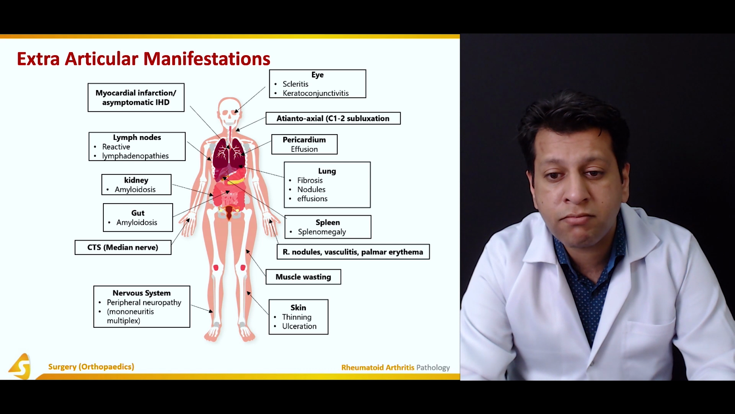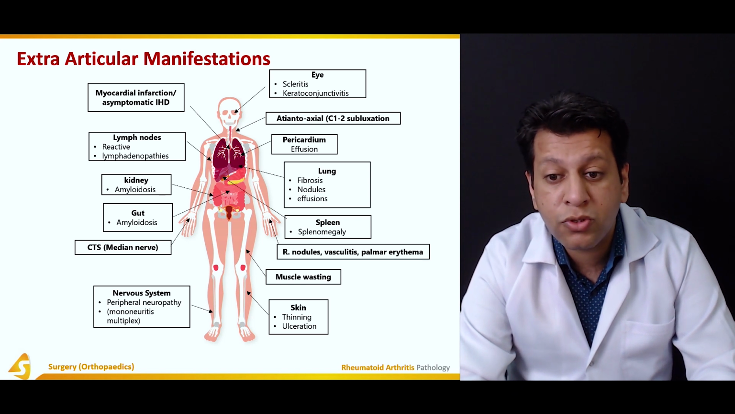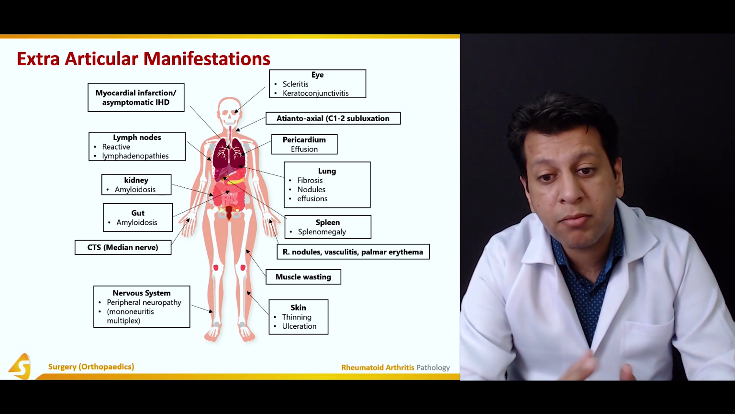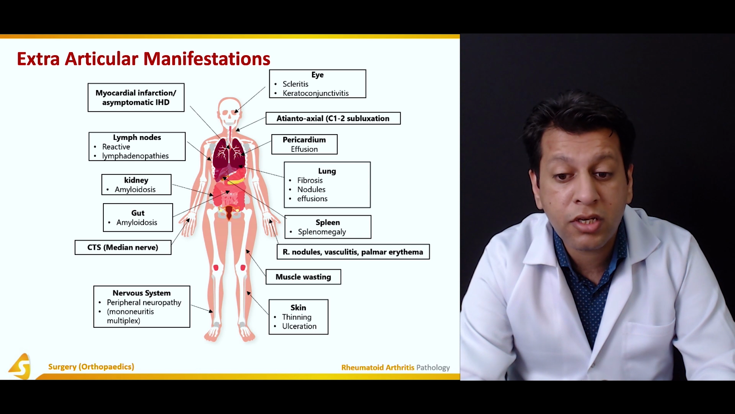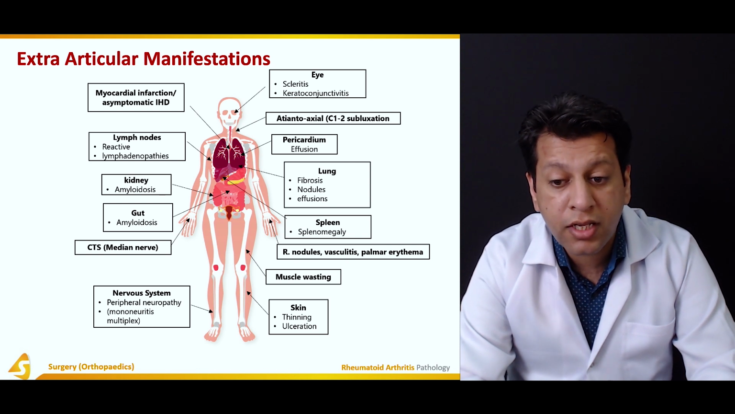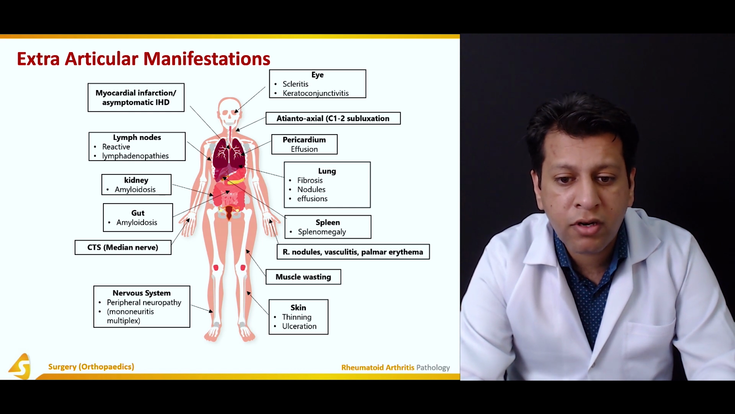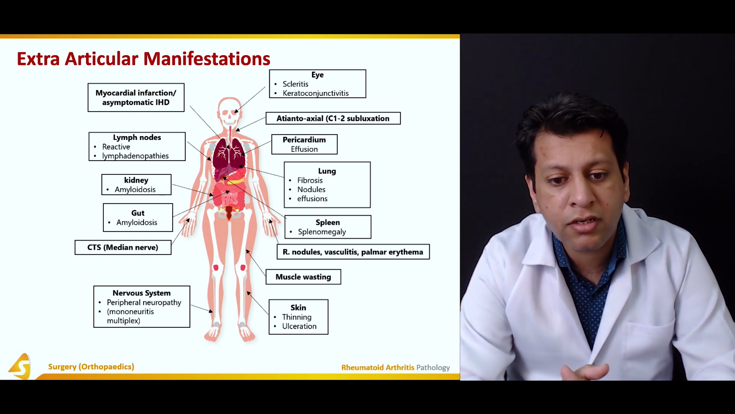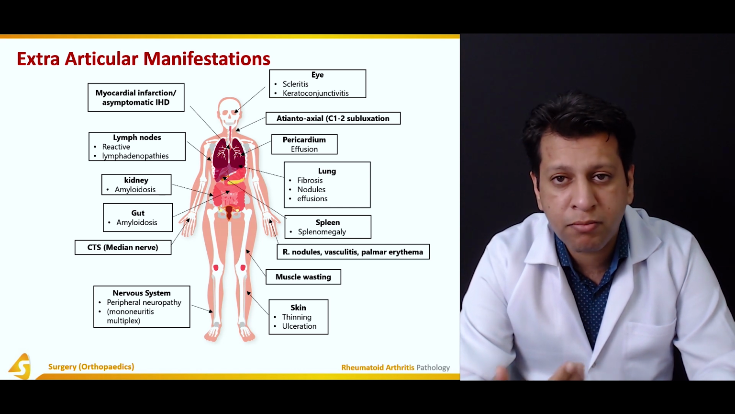In the heart, there is effusion involving the pericardium as well as MI. In the lung, there is fibrosis, nodules, and effusions. There may be some degree of splenomegaly. Rheumatoid nodules may cause vasculitis and pulmonary edema. There is an extreme amount of muscle wasting, thinning and ulceration of skin. In the nervous system, it affects the peripheral as well as the central nervous system, resulting in peripheral neuropathy and compression syndromes.